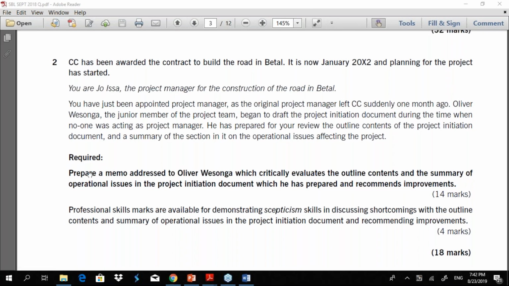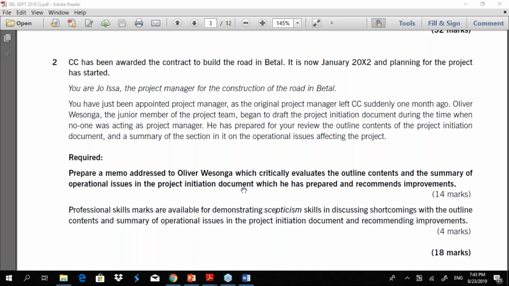All right, so required: prepare a memo addressed to O, which critically evaluates the outline contents and summary of operational issues in the PID, which he has prepared, and recommends improvements. Professional marks are available for demonstrating skepticism skills, probing mindset.